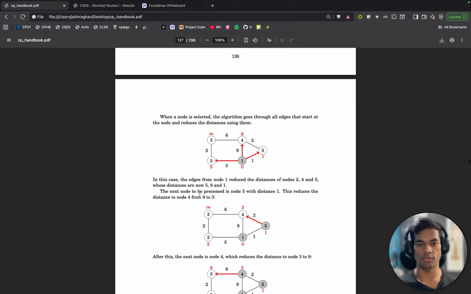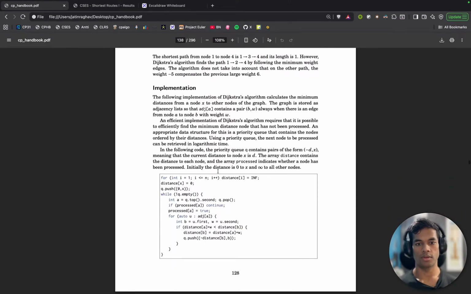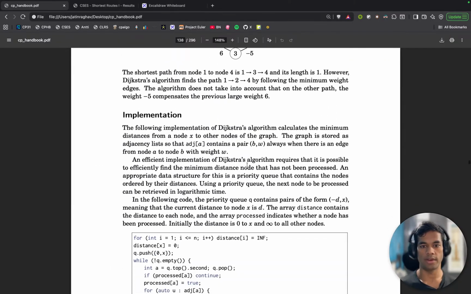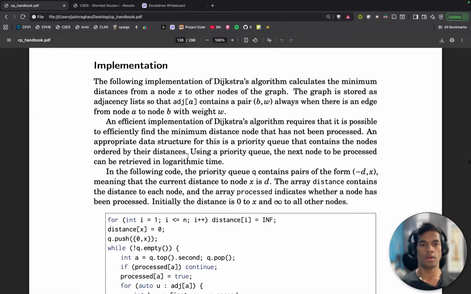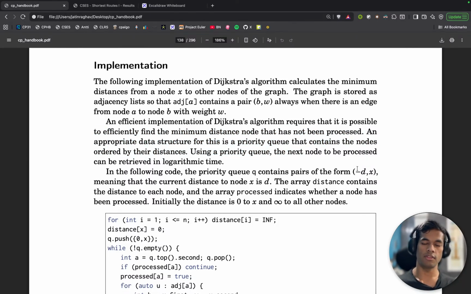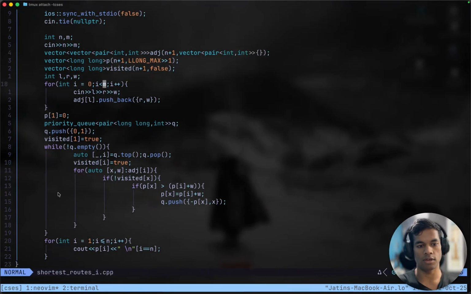Let's see the actual implementation. An efficient implementation of Dijkstra's algorithm requires that it is possible to efficiently find the minimum distance node that has not yet been processed. An appropriate data structure for this is a priority queue that contains the nodes. Are we making a mistake here? Priority queue.